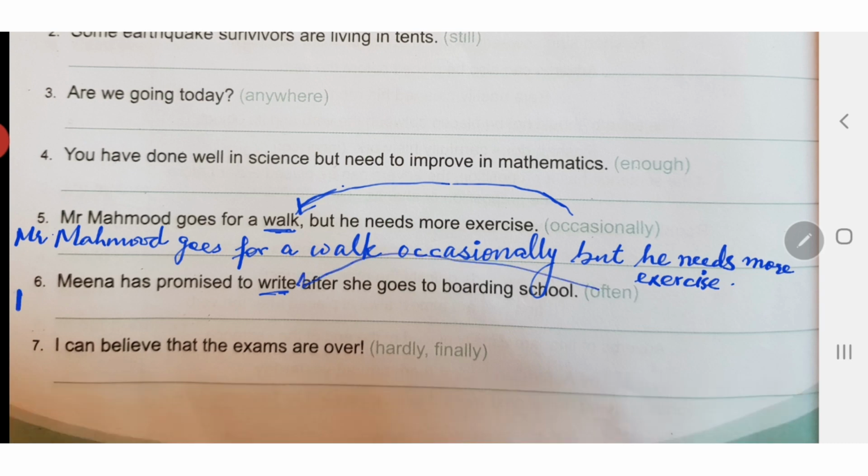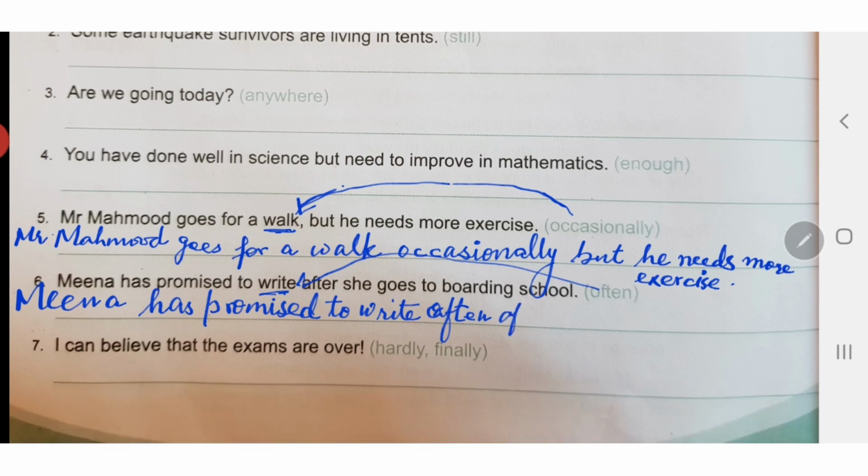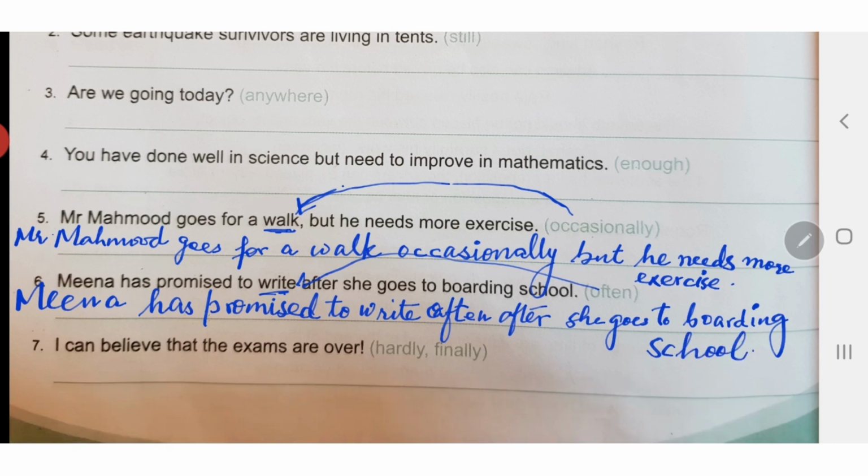It will become Meena has promised to write often after she goes to boarding school. Full stop. Like that we will do. Easy students. Now let's come to number 7.